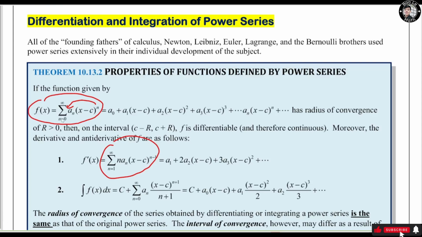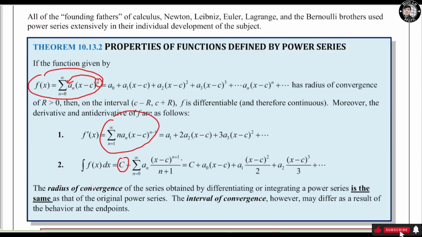Similarly, you're going to take the antiderivative of this one using the power rule again. So you have 1 over n plus 1, and the power right here should be n plus 1. And when you take the antiderivative, don't forget to add the constant c.